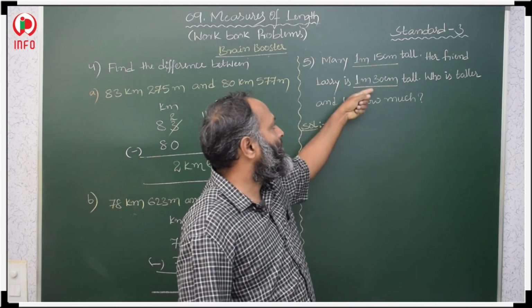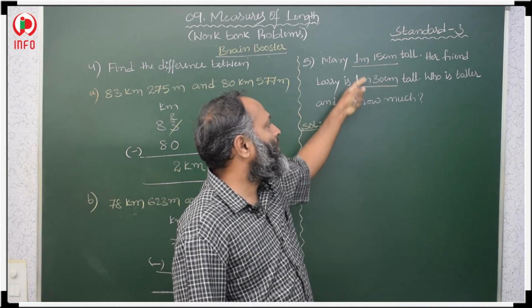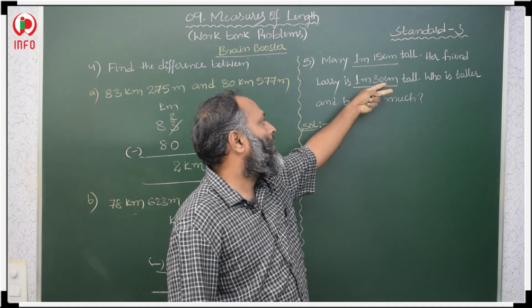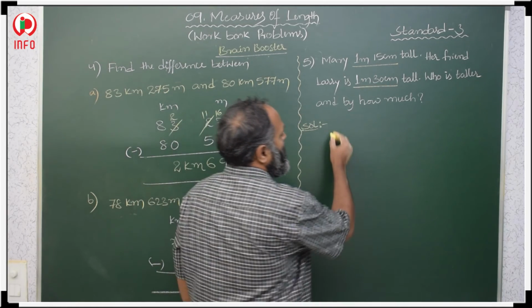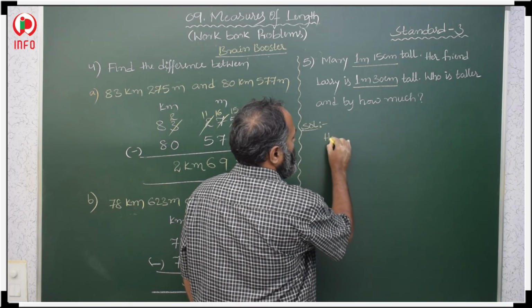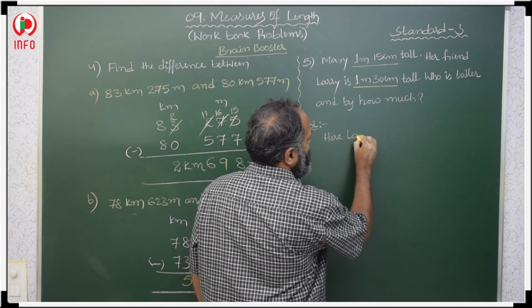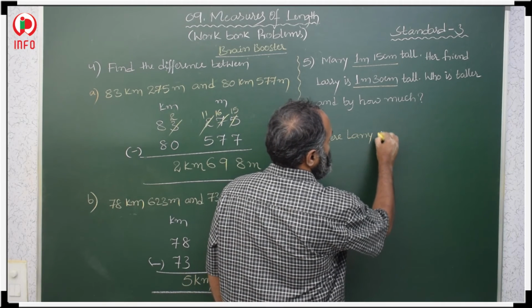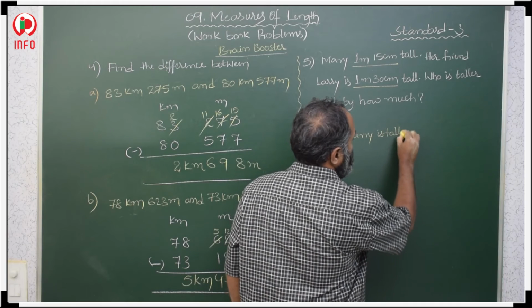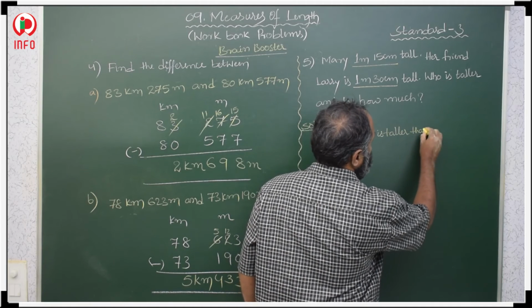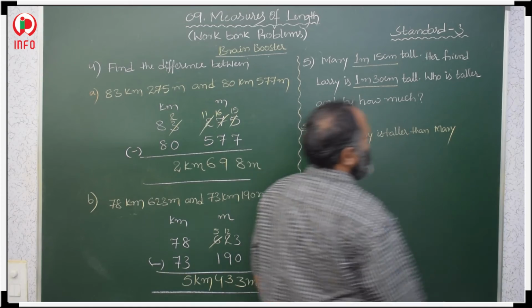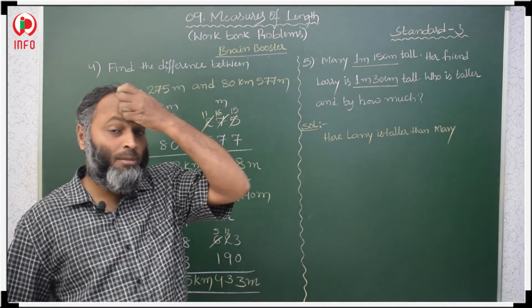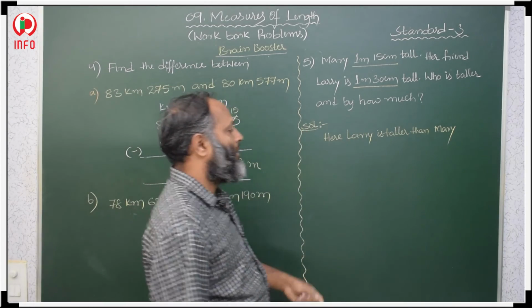If we compare these two heights, 1 meter is the same, in centimeters Larry's height is more. It means Larry is taller than Mary. And how much, he is asking? How much he is asking means difference we have to find.